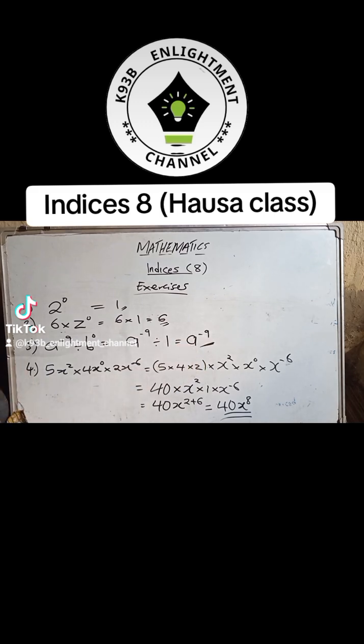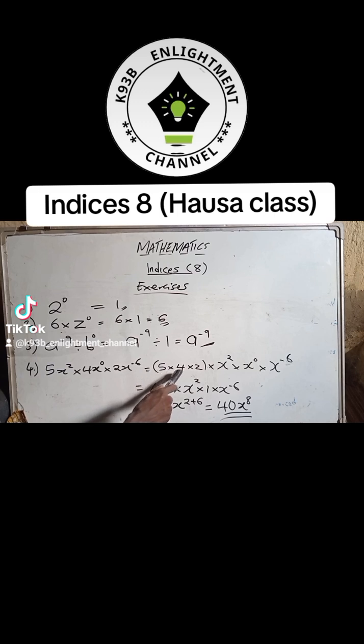Sai question na 4. Muna da 5x square times 4x raised to power 0 times 2x raised to power minus 6. To ya za mu yi? First mu yi collecting like terms. Mu haɗa nambobi a waje ɗaya sai mu haɗa alphabet kuma a waje ɗaya. Ga 5 na nan, ga 4 na nan, ga 2 na nan. Sai na sa su a cikin bracket.